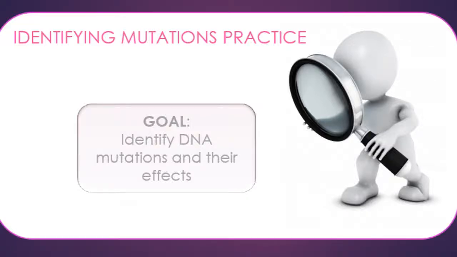All right, in this lesson, we're going to be practicing the ability to identify mutations. So I already have the assignment open. I just want to walk through how you are to complete this assignment. Our goal is to be able to identify mutations that happen in DNA and also what effects they have on the outcome of the amino acids that are produced.